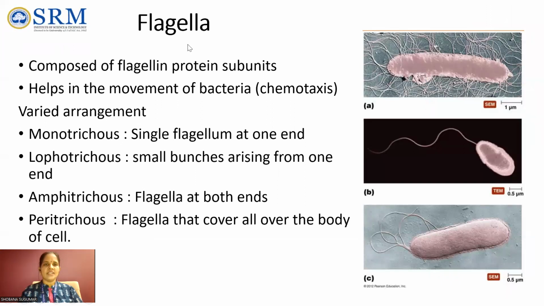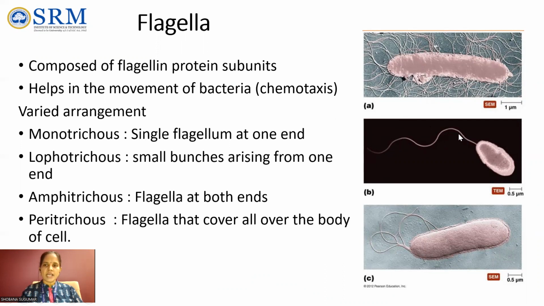The next external structure is flagella. This is a thread-like structure present in bacteria, used for locomotion of bacteria from one place to another. The flagella are made up of flagellin protein, and this helps in the movement of bacteria, chemotaxis.